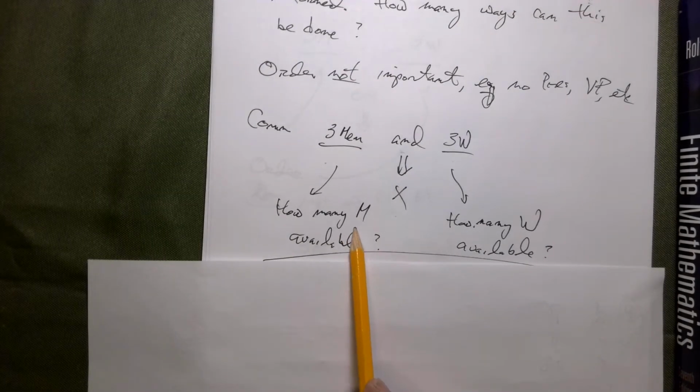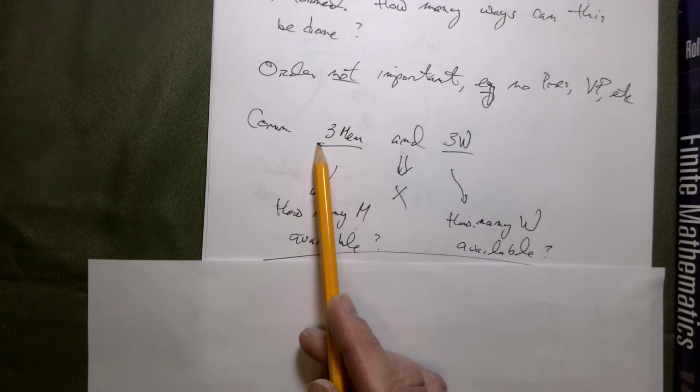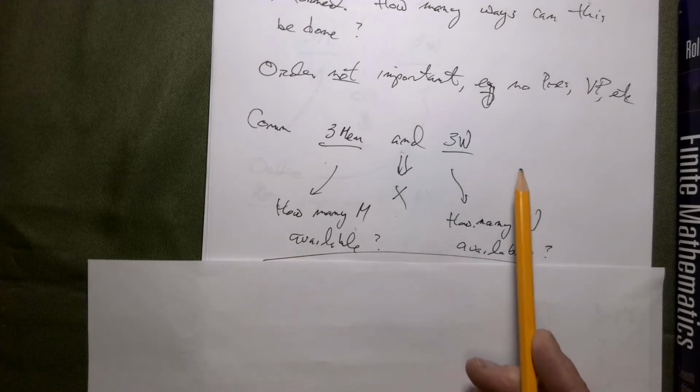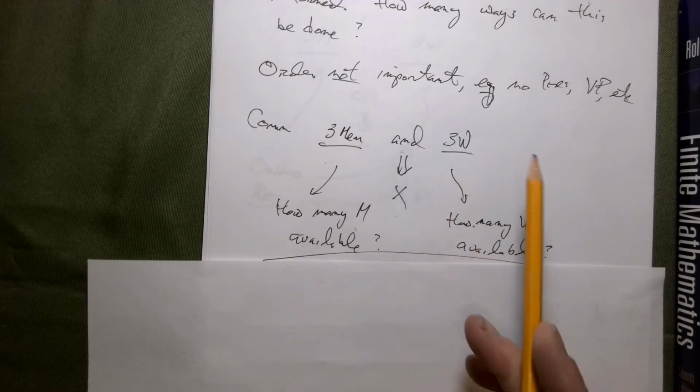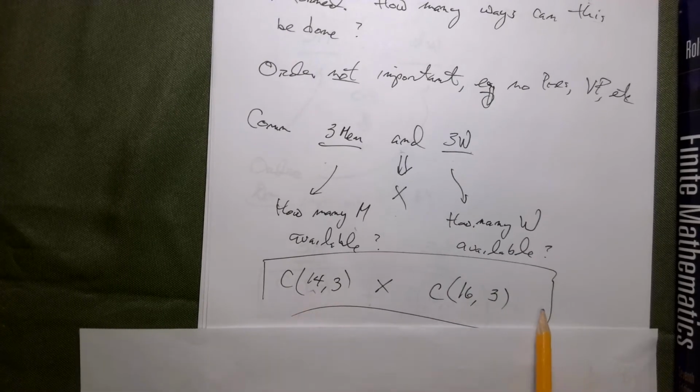How many men are available? Well, we have 14 of them, and I'm picking 3. There's no distinction amongst the members. We have 16 women available. We're picking 3. So it's a combination. So on a quiz or a test, this is all I want you to do. For your homework, you're going to have to go further. You're going to have to calculate this number, this number.